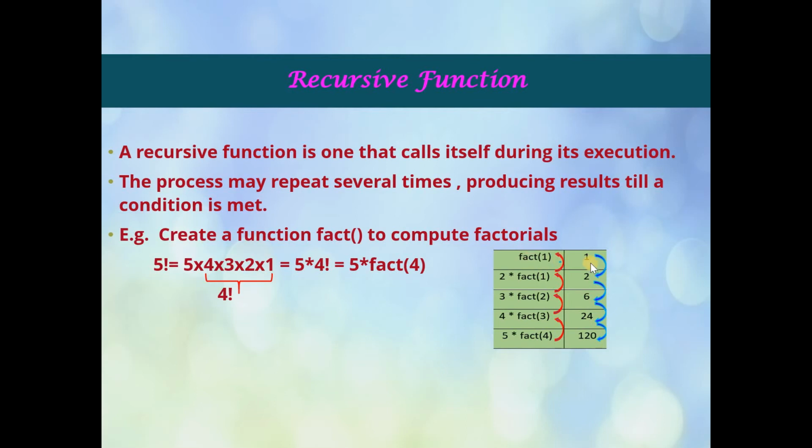First fact(1) is computed, the value is 1 and this result is multiplied by 2, the answer is 2. Then this result is multiplied by 3 and the result is 6 and this goes on till we come to the last step, which is 5 factorial, and 24 times 5 is 120, which is 5 times 4 times 3 times 2 times 1. Now let's look at the Python code to compute factorial using a recursive function.